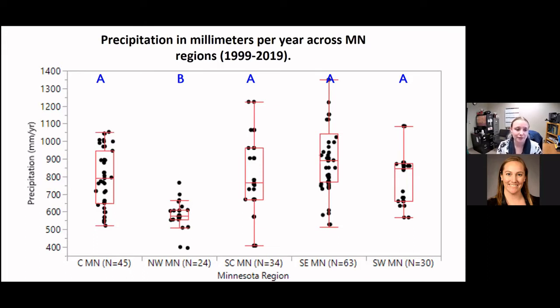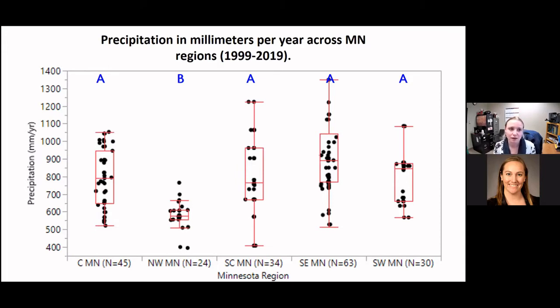So for example, here we can see that Northwest Minnesota has its own letter, a B. The data in that set is statistically different enough, and to get really technical, has a p-value of less than 0.05. It has a low p-value, so within 95% confidence, it's statistically different from the rest of the data set. So Northwest Minnesota is showing up different here.